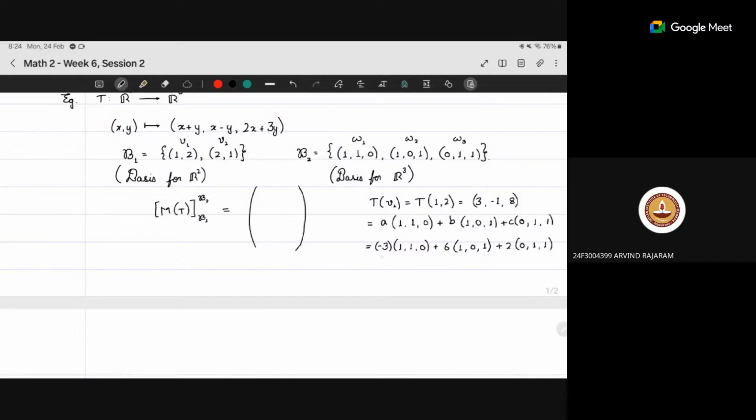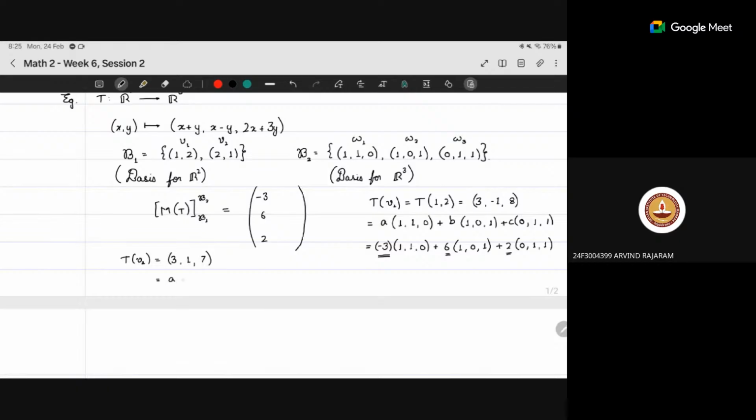So, sir, now the transformation vector will be the coefficients, right? The -3, 6, and 2. Yes. So this will be your first column. Okay. And then the second vector. For the second column, I look at the second vector, I look at its image, and that happens to be 3, -1, and 4 plus 3 is 7.